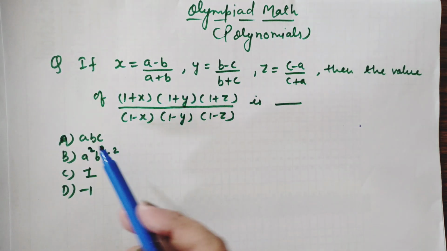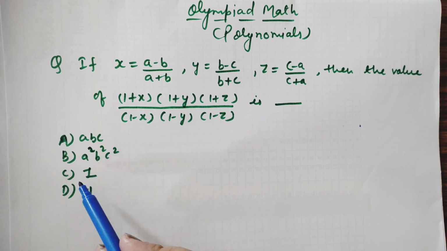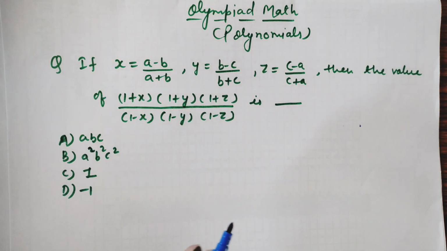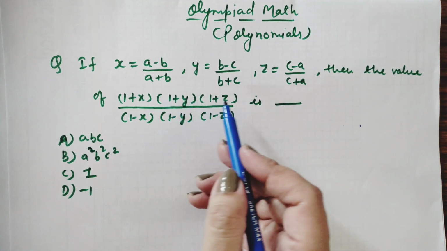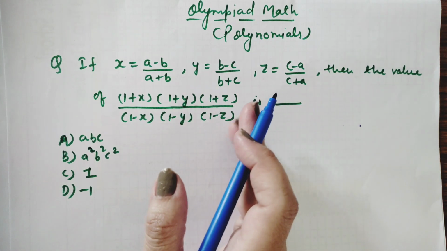There are four options. First option is abc, second is a square b square c square, third is 1, and the last one is minus 1. So let's see how to get the answer. First of all, x, y, z are already given in the question. So we will find the values of 1 plus x, 1 plus y and 1 plus z, put them in the numerator and denominator, then check.